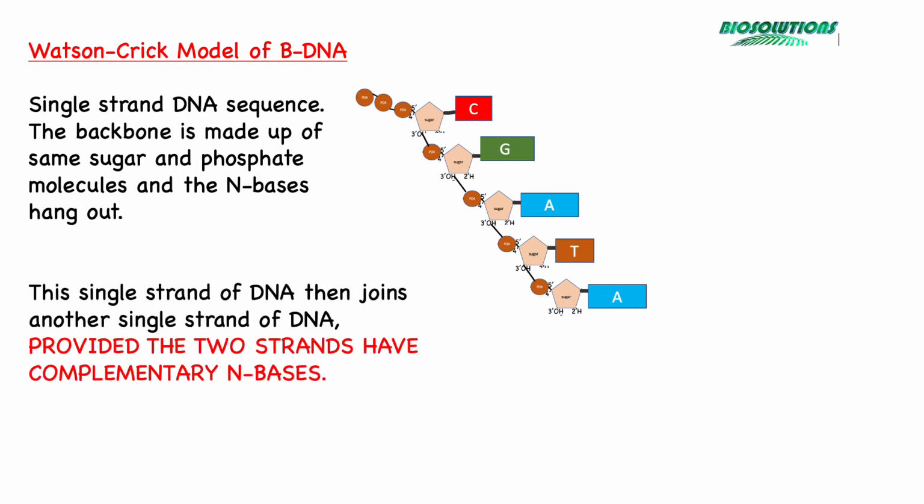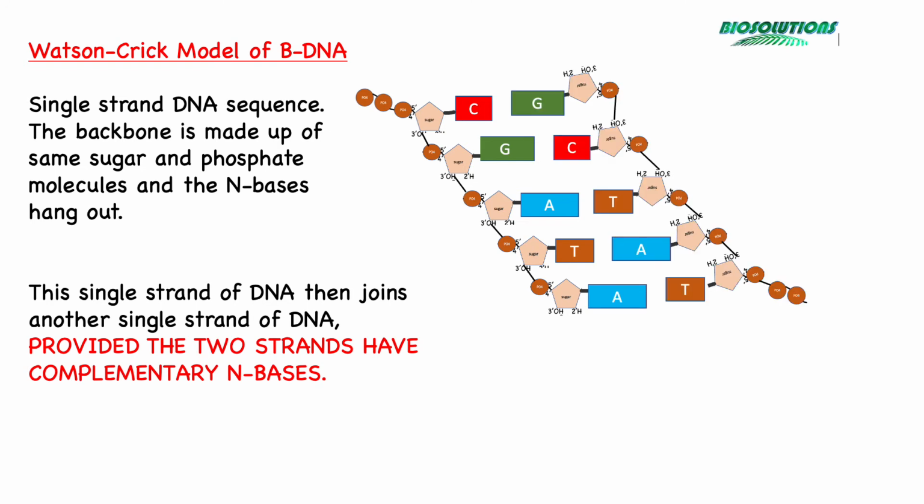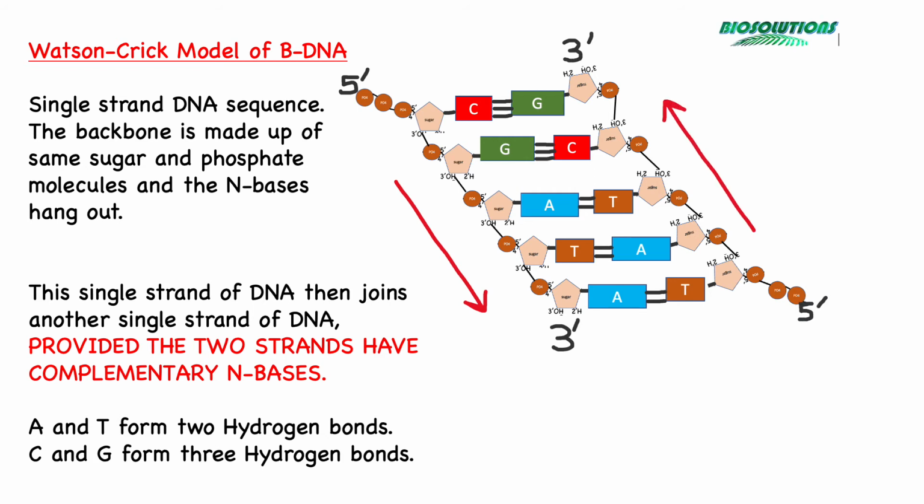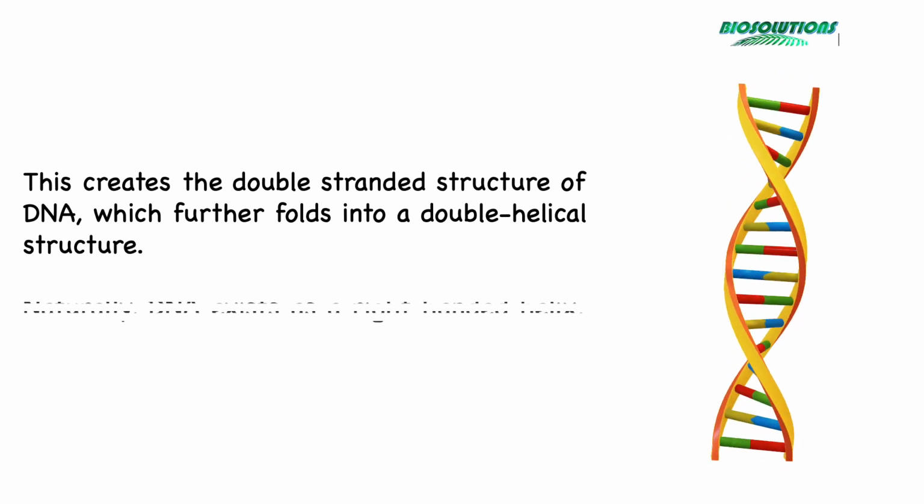DNA molecules are double-stranded. So, 2 single-stranded DNA molecules have to join. This is only possible if 2 single-stranded DNA strands are complementary to each other. Then the 2 strands join up by hydrogen bonds. 2 hydrogen bonds are formed between an AT pair and 3 hydrogen bonds are formed between a CG pair. The double-stranded DNA now folds in a 3-dimensional structure like shown here as Watson and Crick's right-handed B-DNA model.